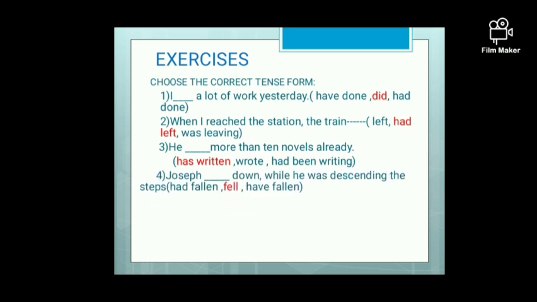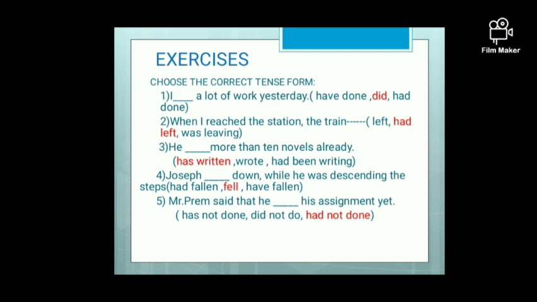The fourth one, Joseph dash down while he was descending the steps. You have three options, had fallen, fell and have fallen. There are two clauses here and the verb in the first clause we have to fill up. The second one is was descending, which is past continuous tense, and that tells you that the action took place in the past and hence you have to use simple past tense, fell.